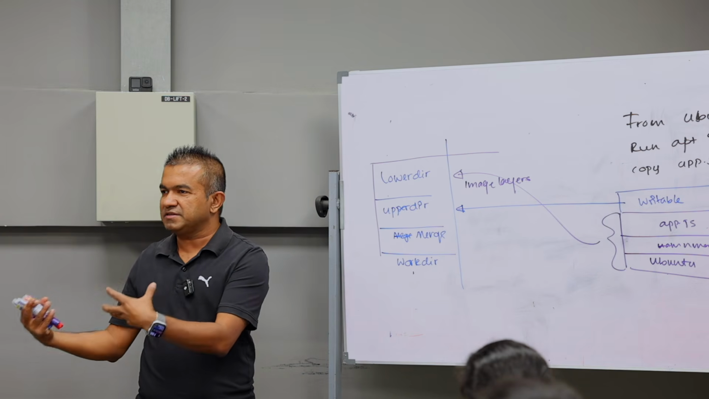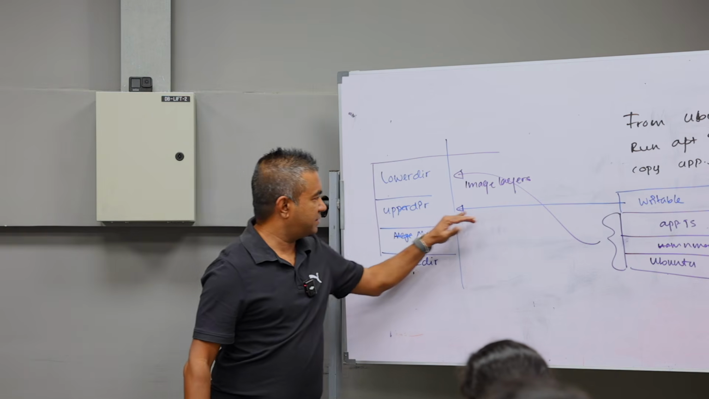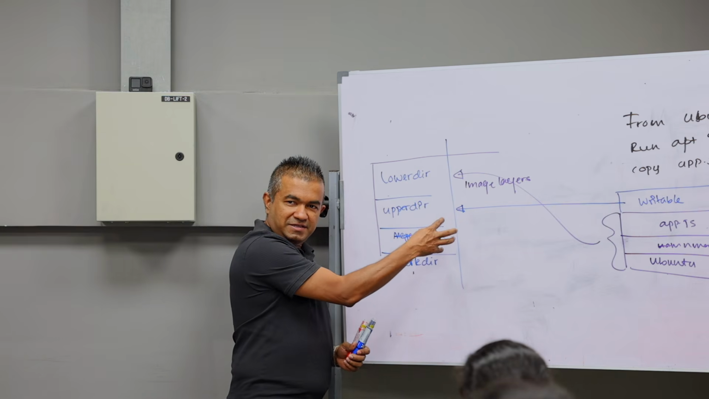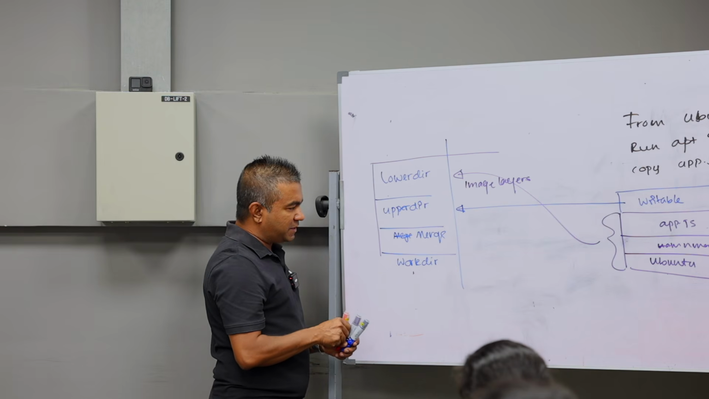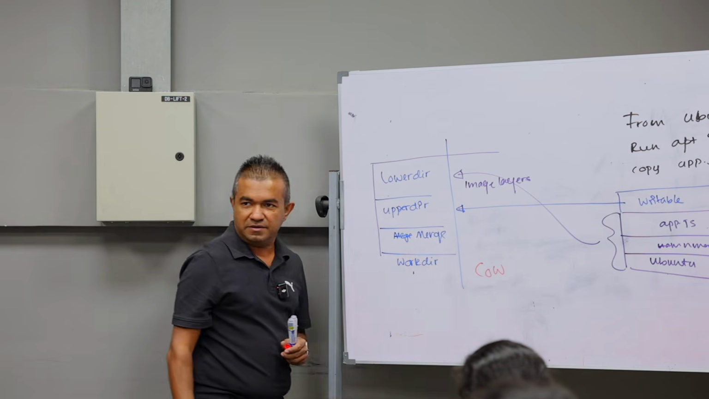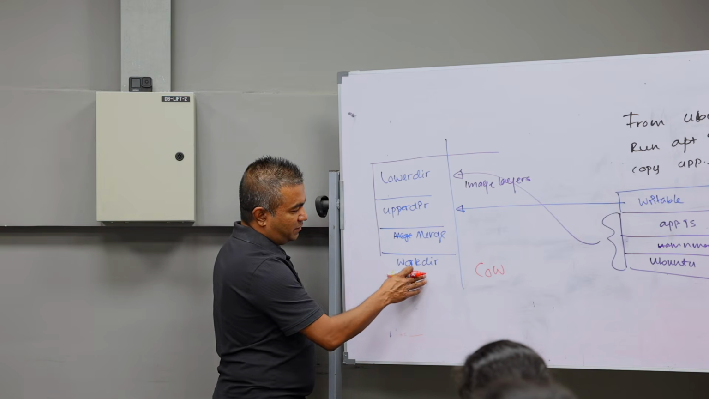Why do we need a write layer? We need a write layer because we need to temporarily write certain things while Docker is running. That's the upper directory. The merge is the place where you see everything combined together. And the work directory is where the kernel uses an operation called COW, copy on write. I'm going to explain how that works in a while.